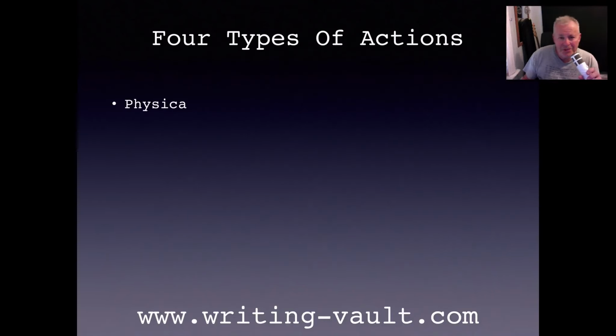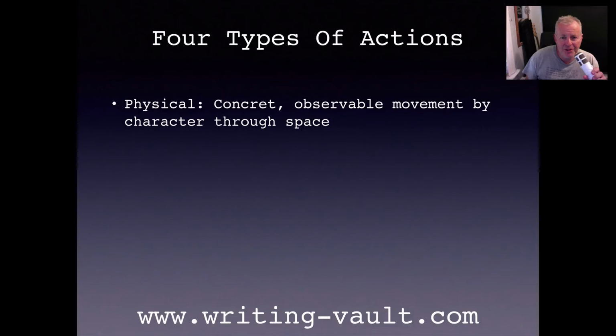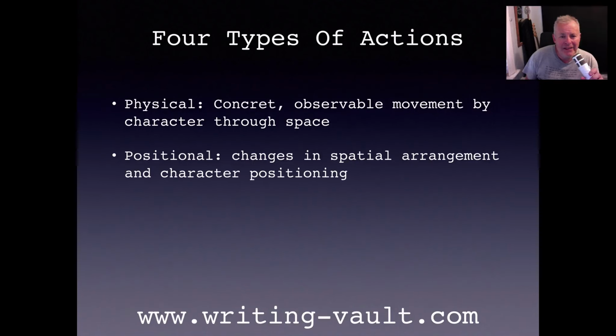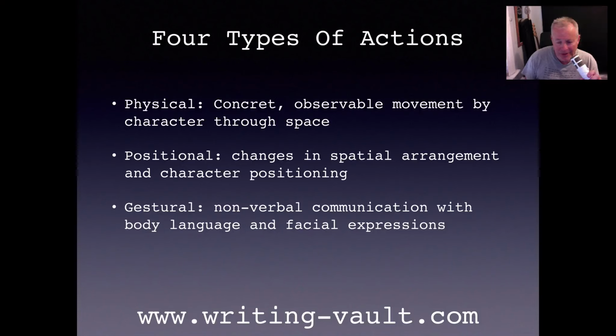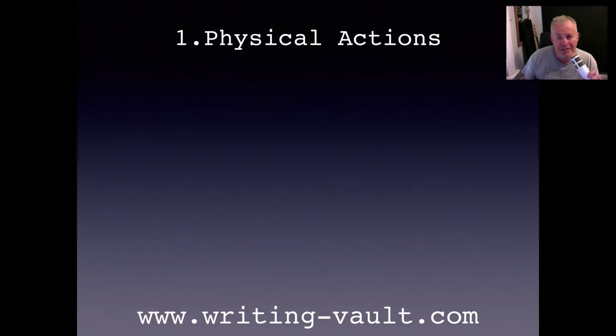There are 4 principal types of actions. There's physical, that's concrete, observable movement by characters through the story space. There's positional, that's change in spatial arrangement and character positioning. There's gestural, that's non-verbal communications, either body language or facial expressions. And there's verbal, which is obviously dialogue. We'll look at each of these in some more detail. So the first of those is physical actions.